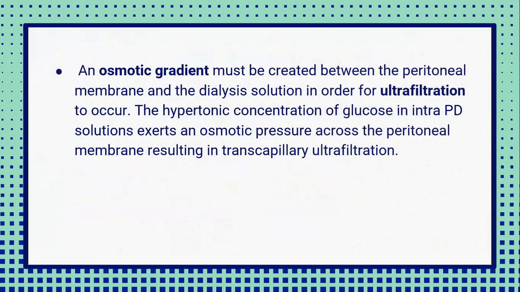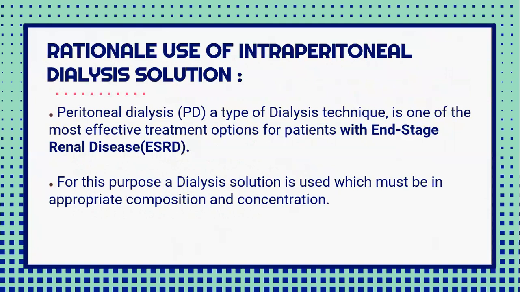This is the principle. An osmotic gradient must be created between the peritoneal membrane and the dialysis solution in order for ultrafiltration to occur. The hypertonic concentration of glucose in the intraperitoneal dialysis solution exerts an osmotic pressure across the peritoneal membrane, resulting in transcapillary filtration. So basically, this point discusses the mechanism of action, the principle behind peritoneal dialysis, which is ultrafiltration. Now, coming to the major topic, rational use of the intraperitoneal dialysis solution.